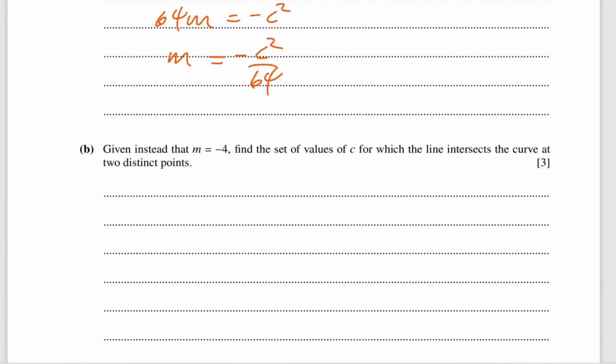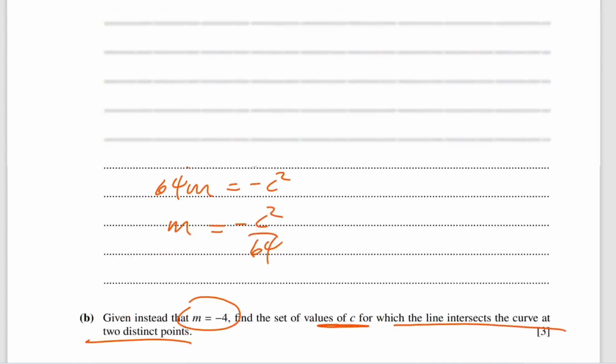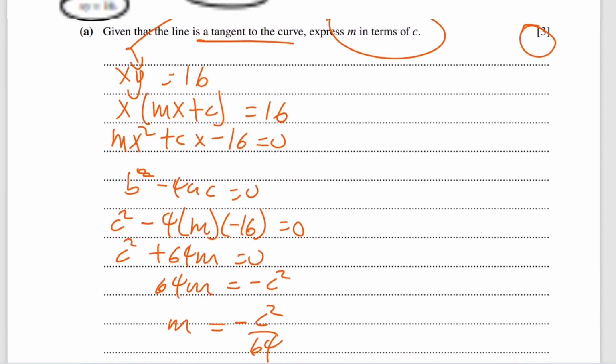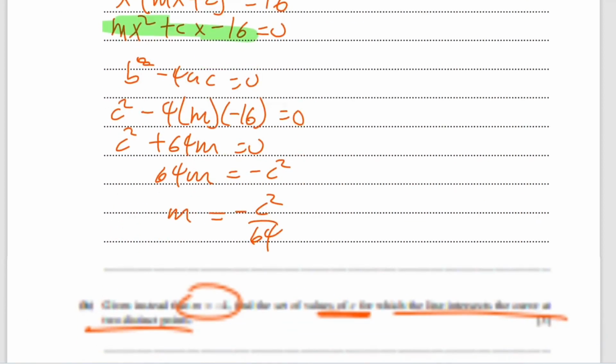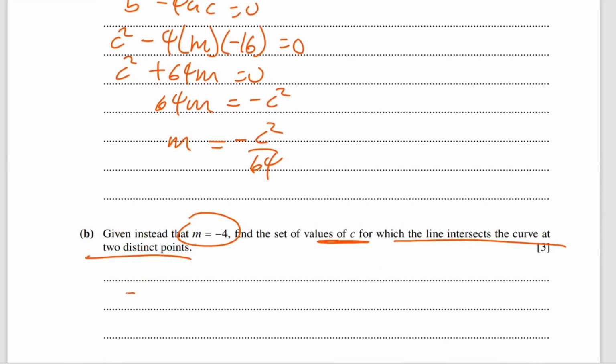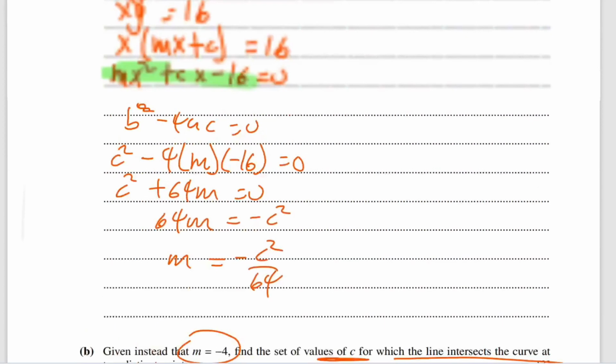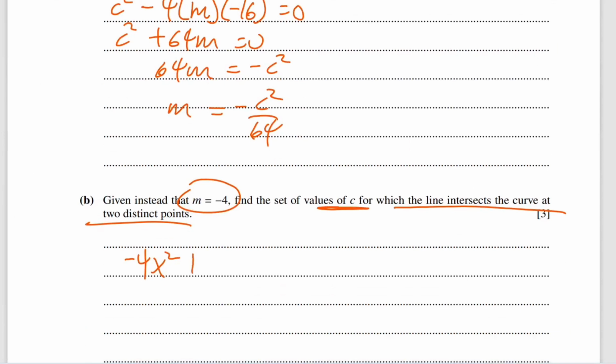The next thing that you want to do is, they said, we've changed the m. So we'll find a set of values for c, for which the line intersects the curve at 2 distinct points. They have changed the parameters, so be careful. You had something like this, and you work with it. But now they have changed m, so go and change the value of m there. M is -4, so that means you have -4x squared plus cx minus 16 is equal to 0.